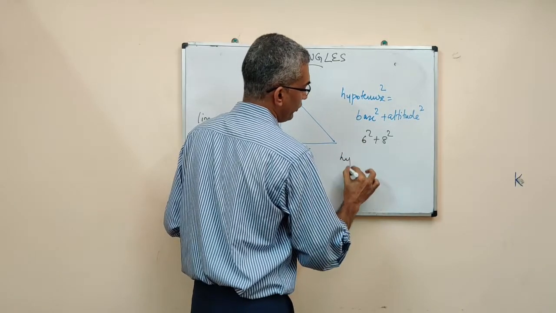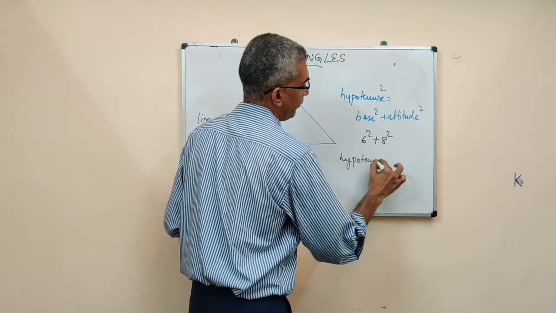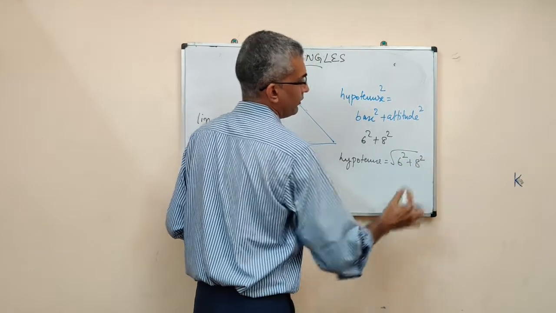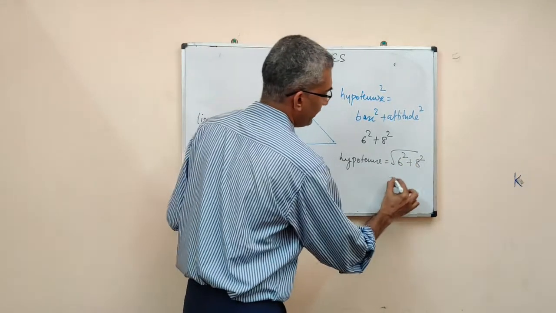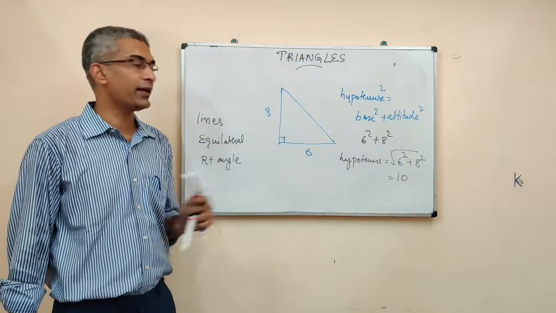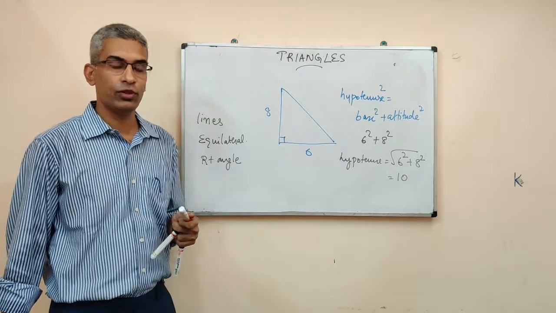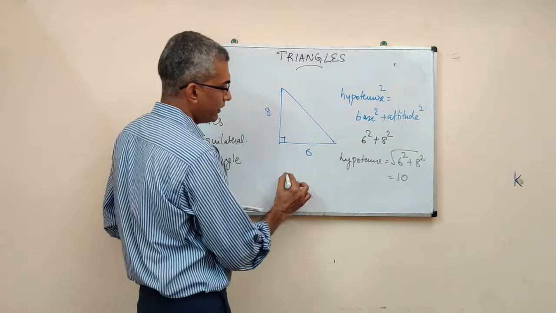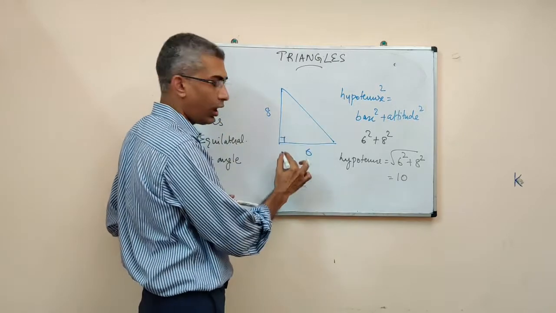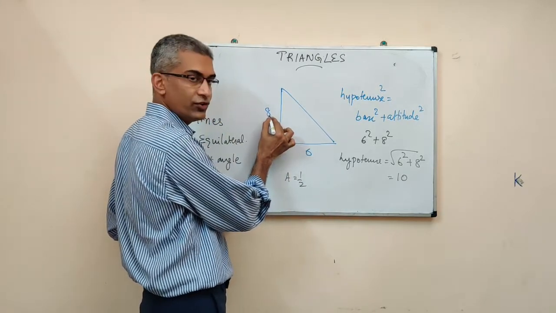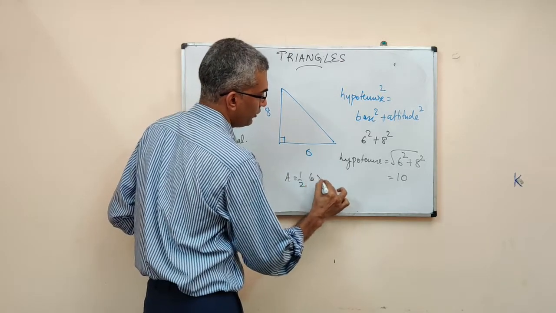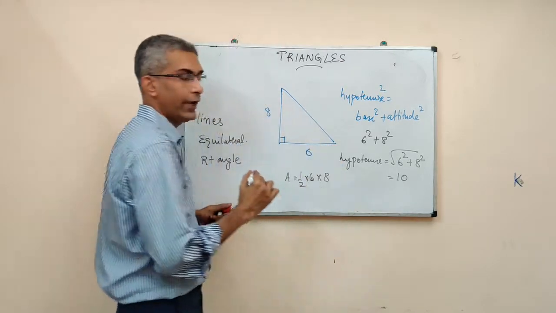That means hypotenuse will be the square root of 6 square added to 8 square. This will be 10. So if you know the base and altitude of a right triangle, you can find the hypotenuse. In the case of a right triangle, the area will be half into base into altitude, which in this case happens to be the side of this triangle itself. So it will be half into 6 into 8.